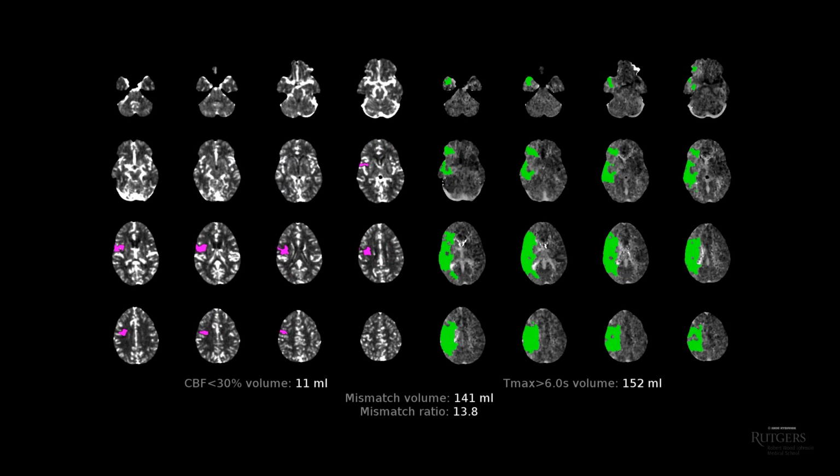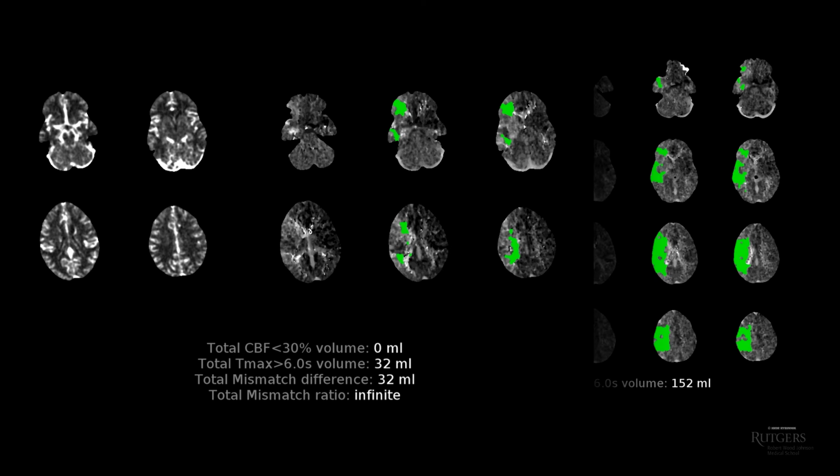Because of mild deficits, no intervention was pursued. This patient was treated medically with blood pressure augmentation. Patient's deficits improved, and on repeat CT perfusion, the area of penumbra has decreased from 152 mL to only 32 mL.